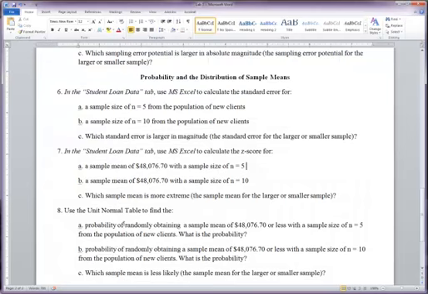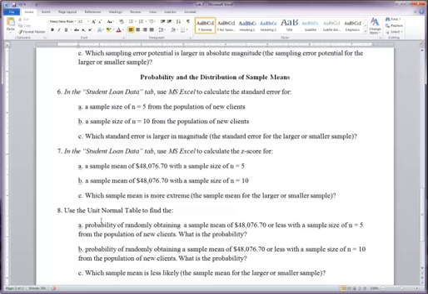Now you're ready to tackle the second part of the lab, which is going to be all about finding the standard error and then calculating z-scores in Excel for the sample mean. And then you can use those z-scores to find probabilities in your unit normal table.